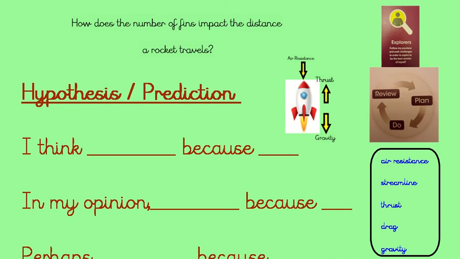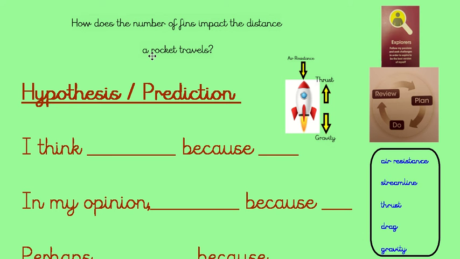Okay, welcome back everybody. Hopefully you have your rocket ready now and you have completed your page about a fair test. So a quick recap then. Our experiment is going to answer this question: how does the number of fins impact the distance a rocket travels? So we are thinking more fins might mean it travels further.